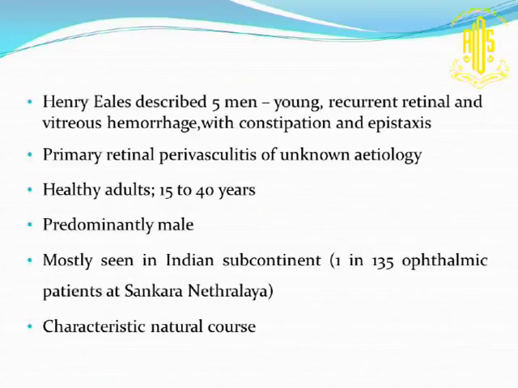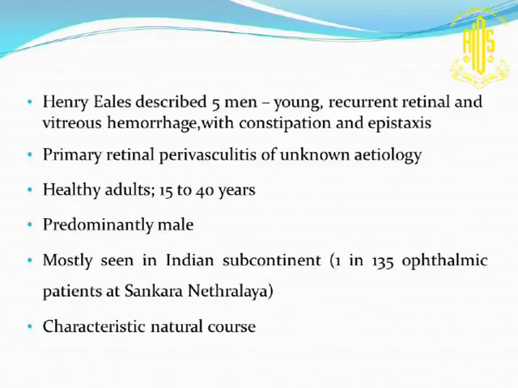Henry Eales first described it in 5 young men, but this has subsequently changed, and now we see it as a primary retinal vasculitis of unknown etiology. He described retinal hemorrhage, constipation, and epistaxis. It affects healthy adults 15 to 40 years old, predominantly male, mostly seen in the Indian subcontinent.